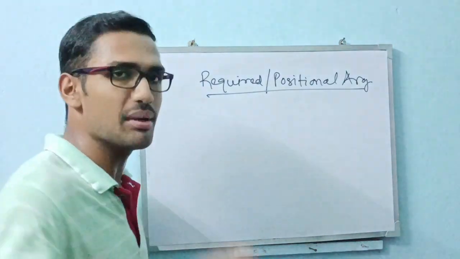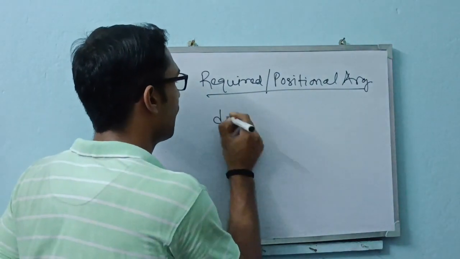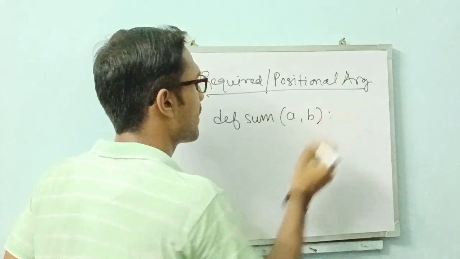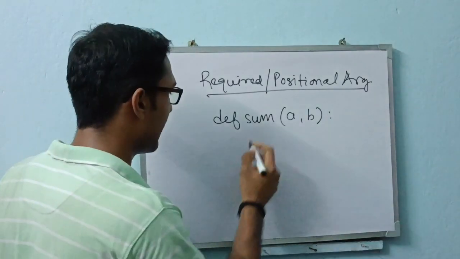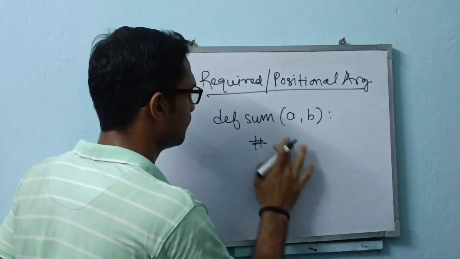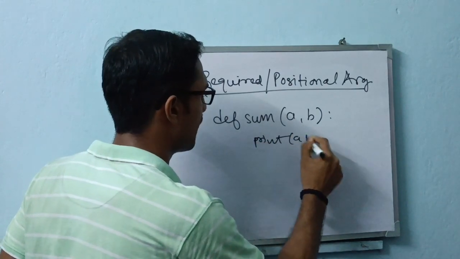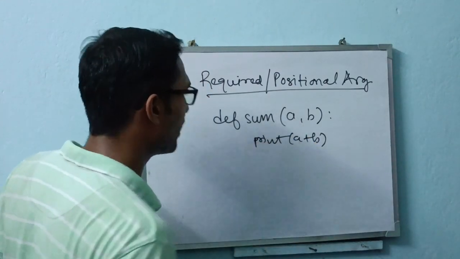So now let me define that particular function. def sum(a, b). And suppose let me give the body: print(a + b). So this is the body. Now let me call this function.